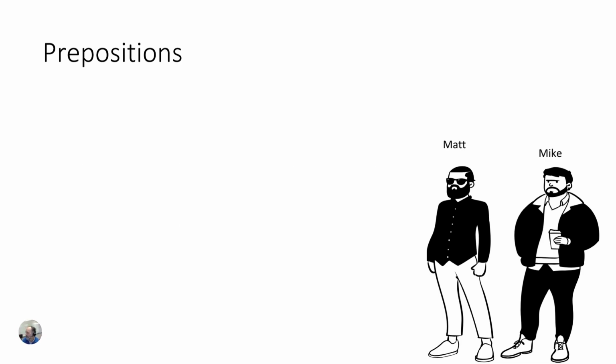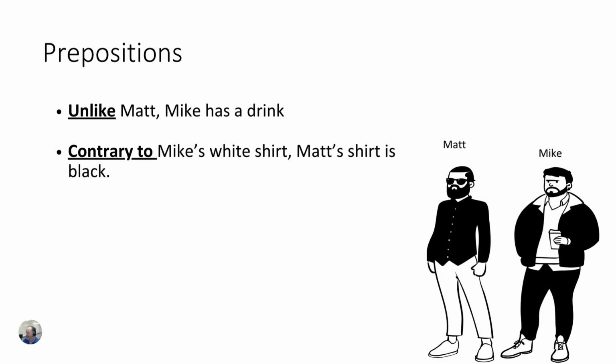Next, we have some prepositions. Unlike Matt, Mike has a drink. Or, contrary to Mike's white shirt, Matt's shirt is black. So unlike and contrary are prepositions. They're followed by just a noun or an object, not a subject and verb.